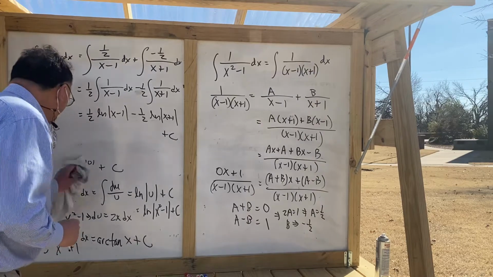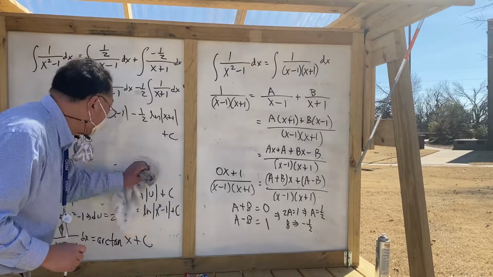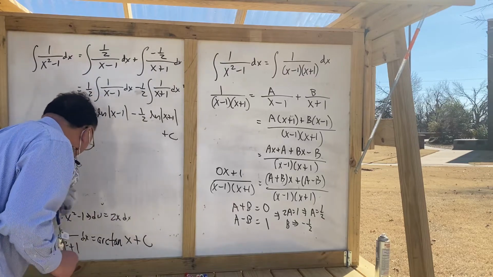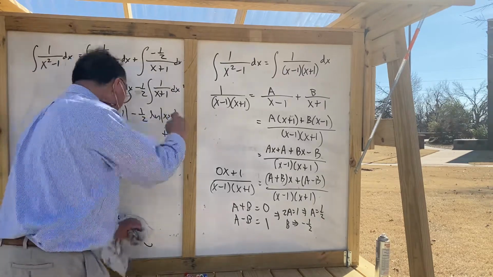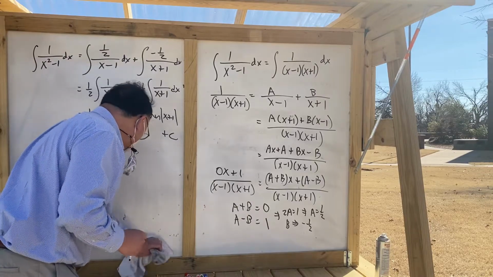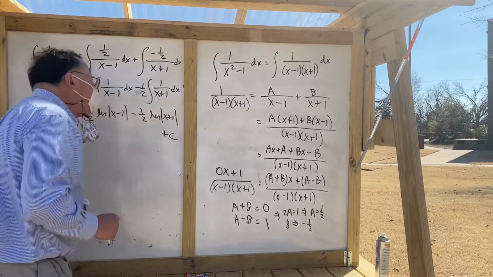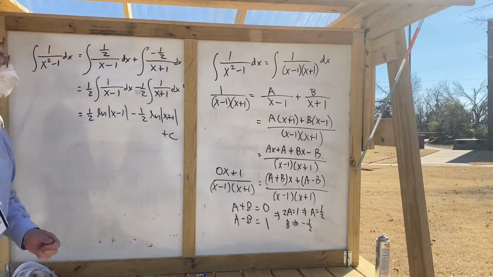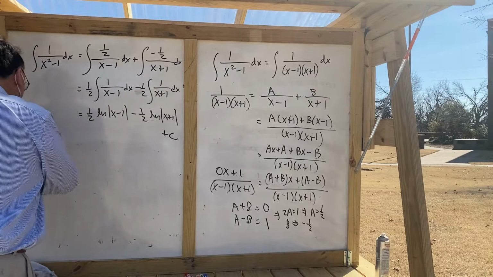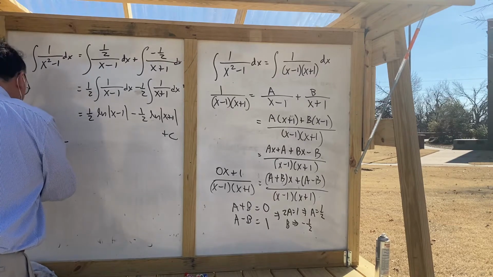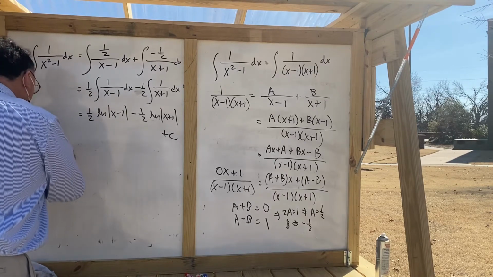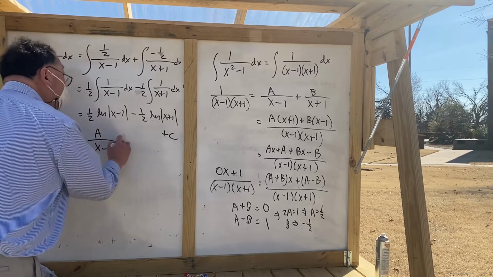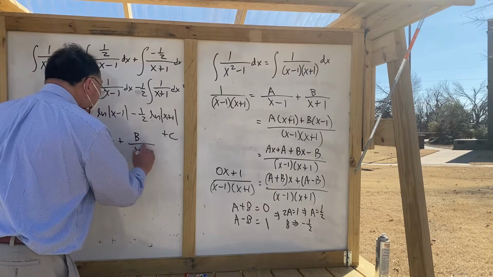The reason we call this the method of partial fractions is because I take a rational expression like 1 over x squared minus 1 and express it as the sum of two fractions. Now I'm going to show you the trick. So I have 1 over x minus 1 times x plus 1 is equal to a over x minus 1 plus b over x plus 1.